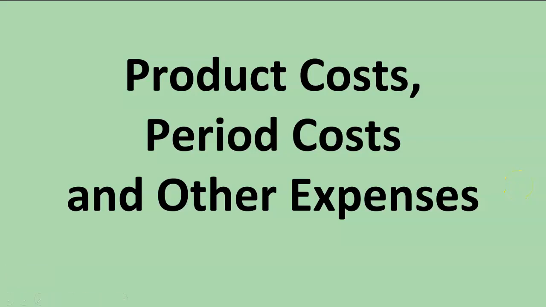Let's look at the difference between product costs, period costs, and other expenses. Now we know what other expenses are from previous lessons, but we don't know what product costs and period costs are. So what we're going to do is take the expenses incurred in running a trading firm, and that's one that buys and sells inventory.